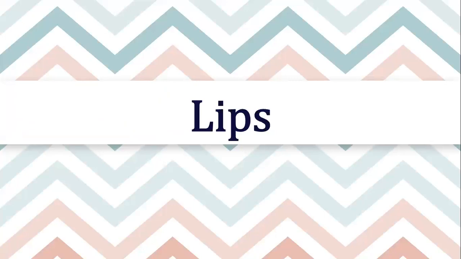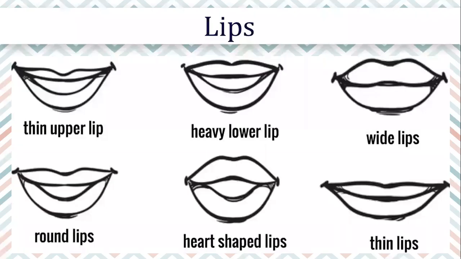A very simple line is used to describe the lips of the person. They can be thin, they can be heart-shaped, they can be round, they can be wide. Maybe they can have a heavy lower lip or heavy upper lip or thin upper lip or thin lower lip. It all depends on the face.